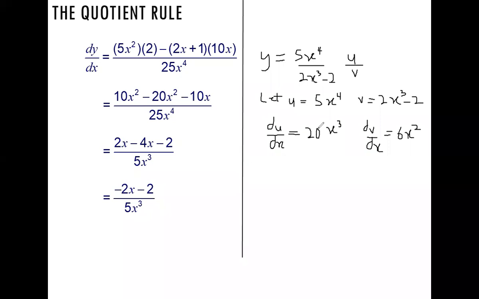So then we make use of the formula. The formula says that dy/dx equals, well, we go for v first, which will be 2x cubed minus 2. So that is v. Then we go to du/dx here, which is 20x cubed.